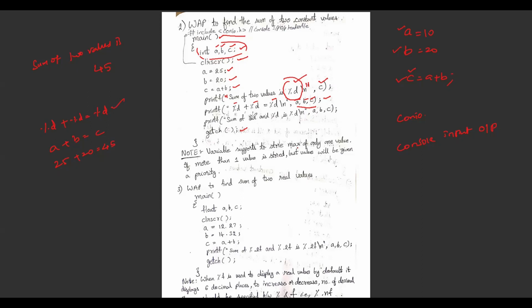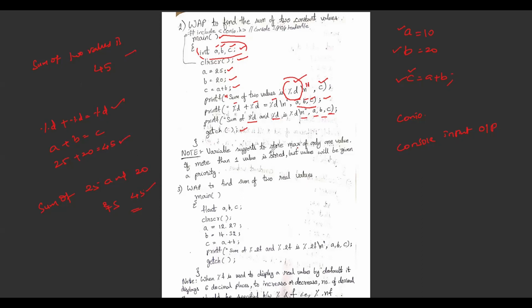Then: sum of %d and %d is %d, that is A, B, C, in the next line. It is going to write sum of, first %d is for A, 25, and second %d is for B, 20, equals, and this %d is for the C value, which is nothing but 45. So this is how we are going to print. This is the first print statement, this is the second print statement, and this is your third print statement.